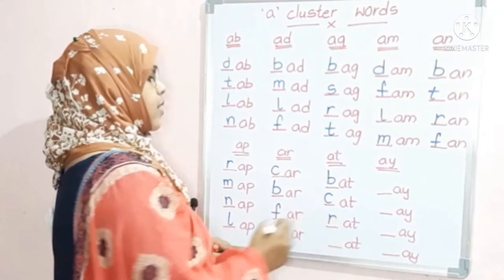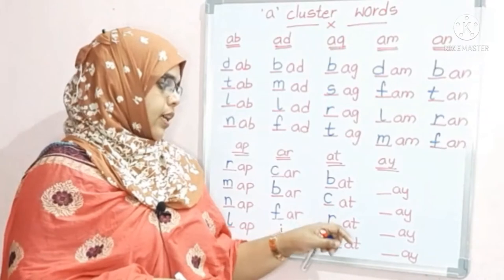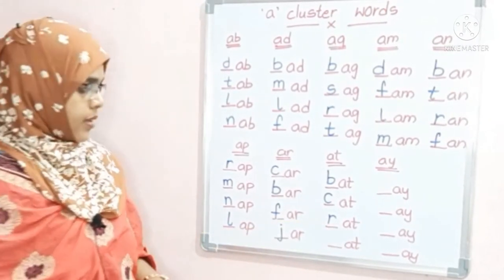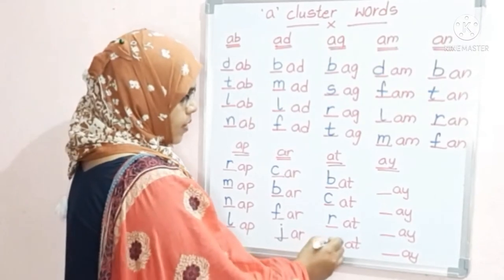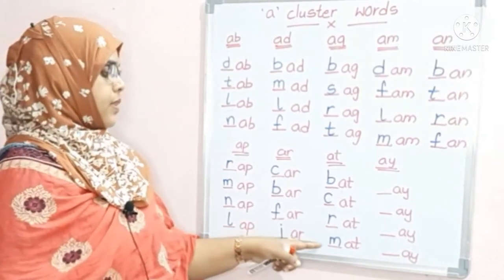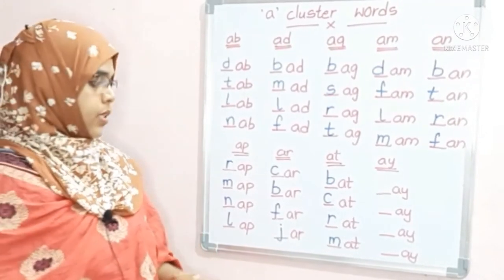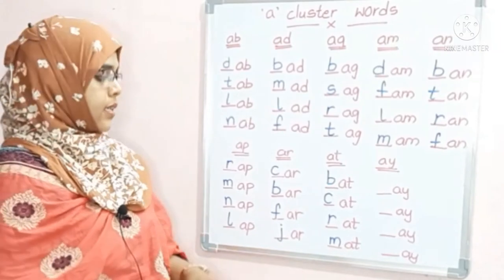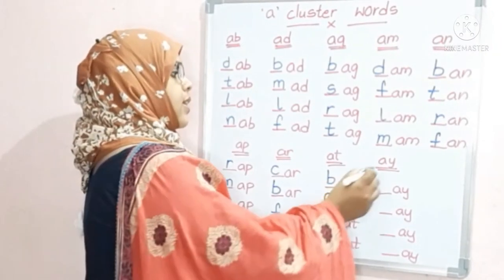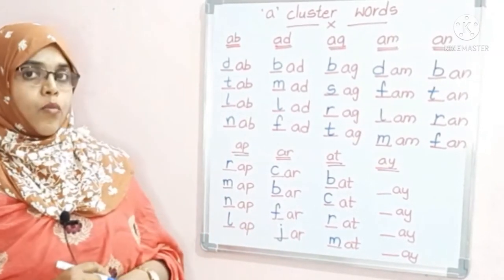What is this? R. Sound of R is R. AT, at. R at will be rat. What is this letter? M. This is letter M. Sound of M is M. AT, at. M at will be mat. Now we have the next cluster, that is AY.